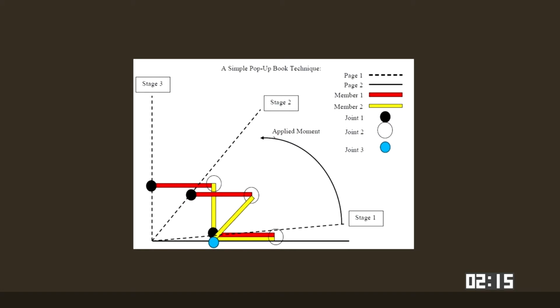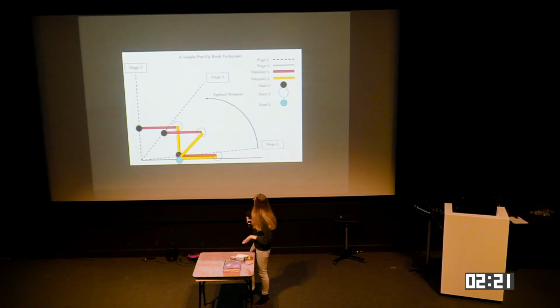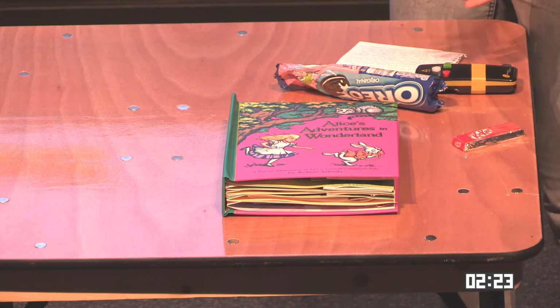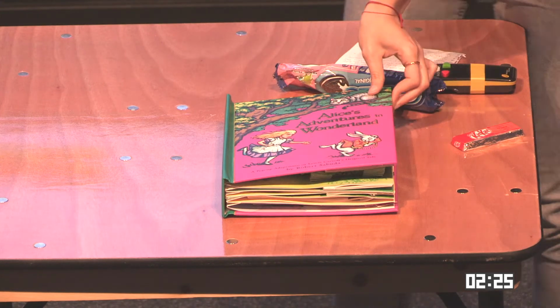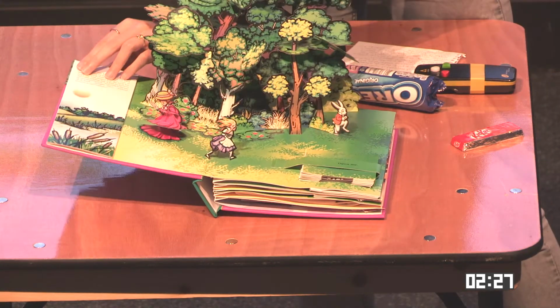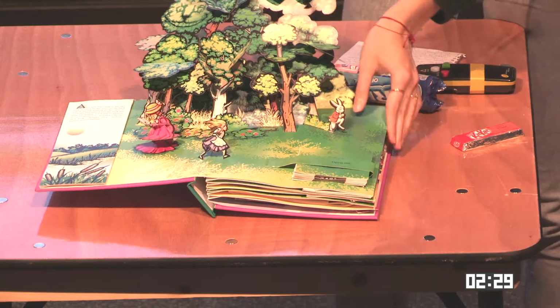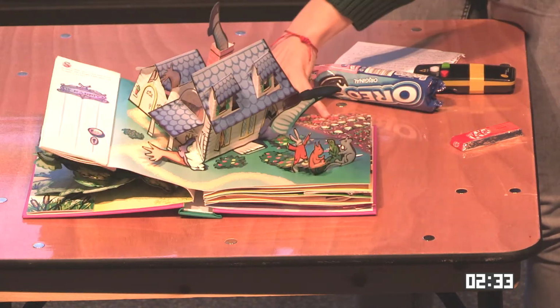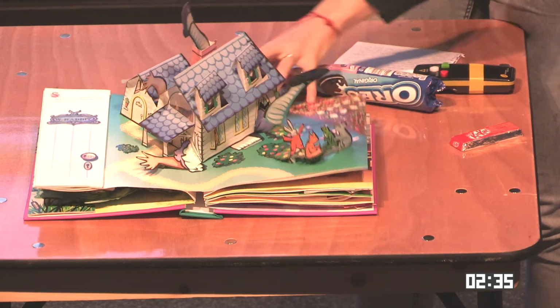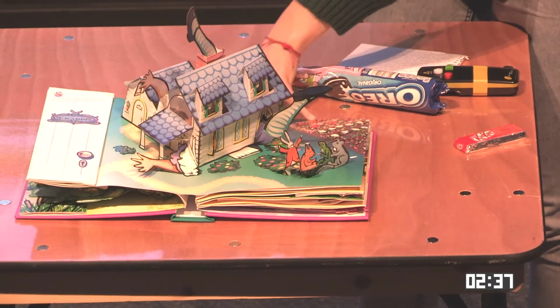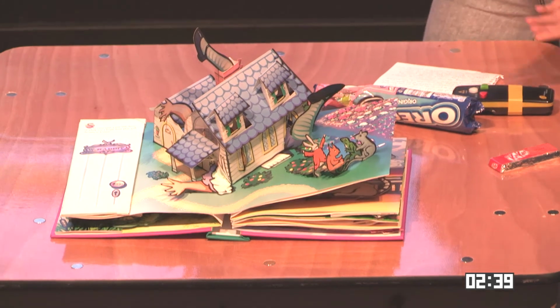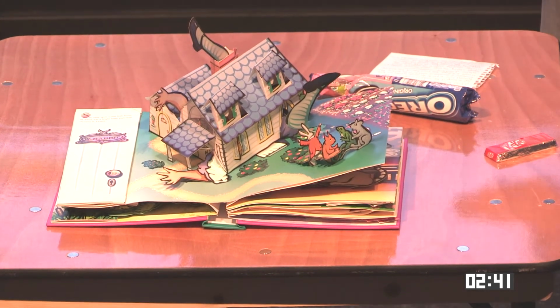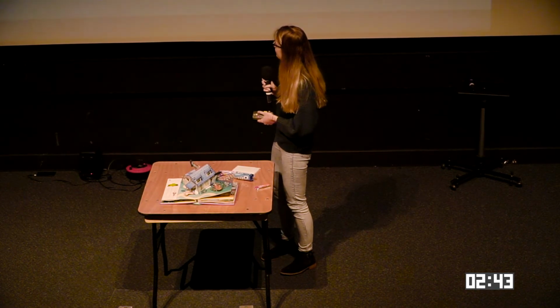So essentially, you have members 1 and member 2, which are unextensible, joint 1 which is fixed, and joints 2 and 3 which are pinned. By applying a moment, you make the backdrop of the pages protrude, and by sustaining that moment, you make the building stand up. So this is how collapsible structures work.